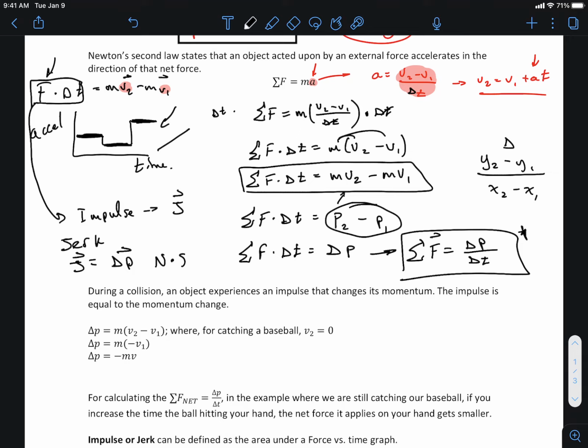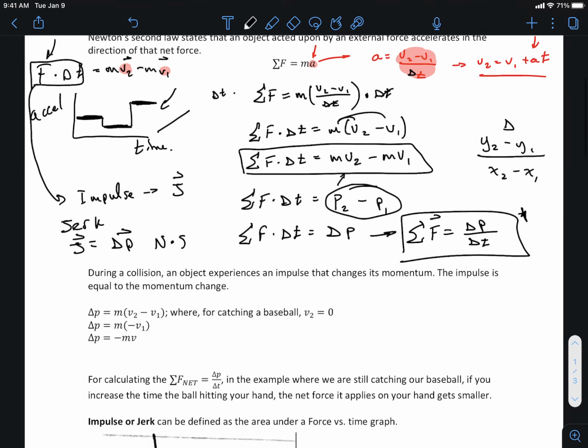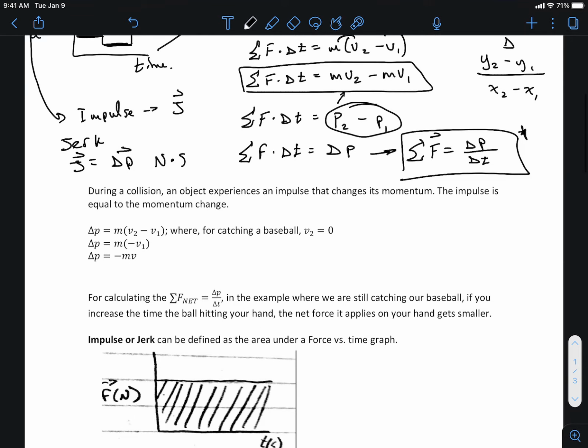So if we come down here, I'm just going to run through a couple scenarios. During a collision, an object experiences an impulse that changes its momentum. So anytime you see a change in the momentum, that's what we described up here, change in momentum, delta P. That's this. We're going to see that the impulse is equal to the momentum change.